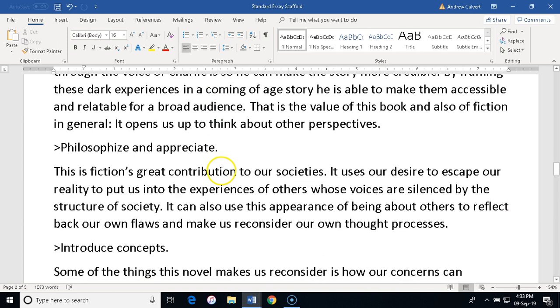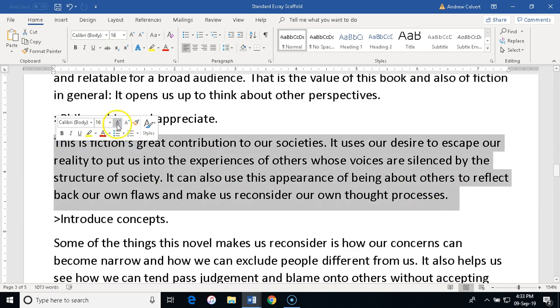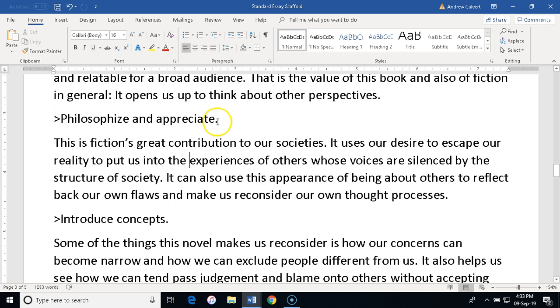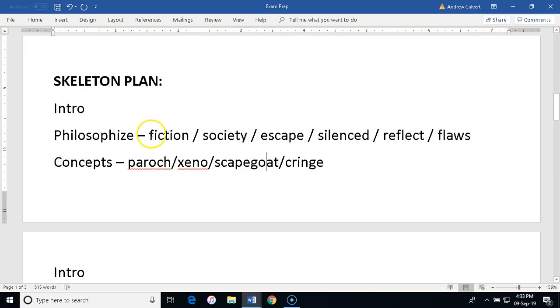in this section, we've kind of written this on the idea that we need to do a bit of philosophizing and appreciate the book at the beginning in our intro. And what does it help us realize about the world? Okay, so we've got these keywords. Fiction kind of helps society escape, and it also allows us to hear the voices of people who have been silenced. And when we see other people's stories, we can reflect on our own flaws and see how we aren't perfect or could improve.